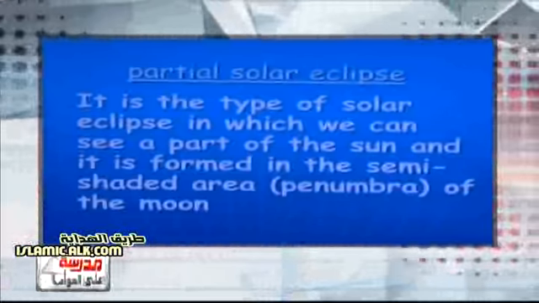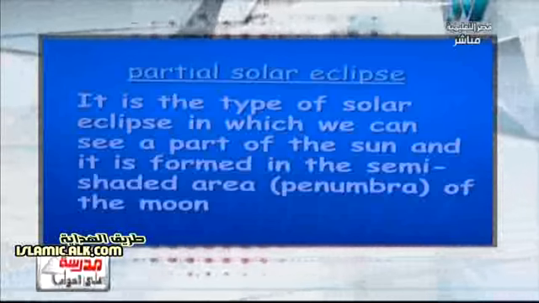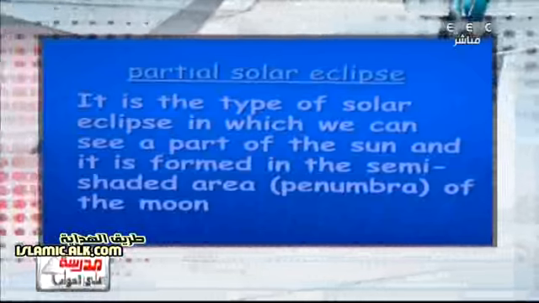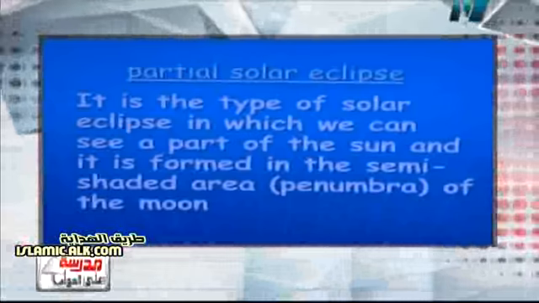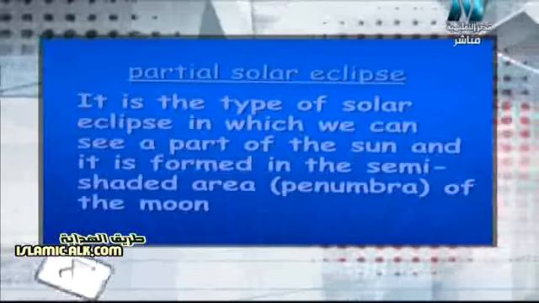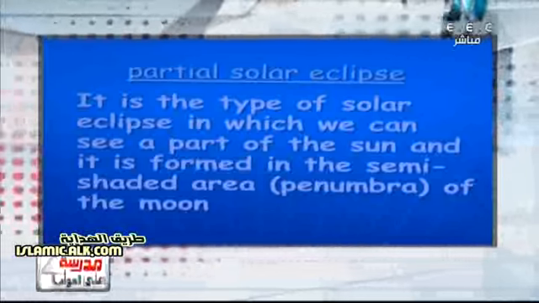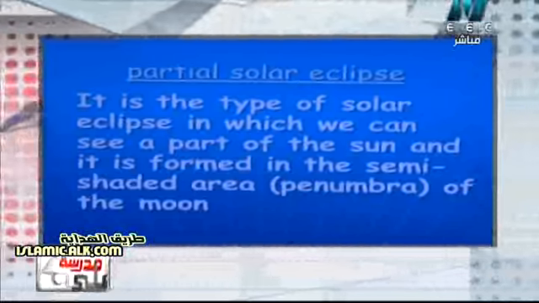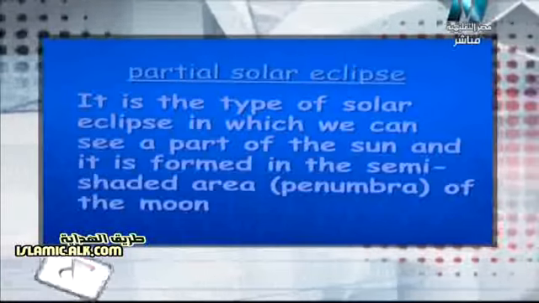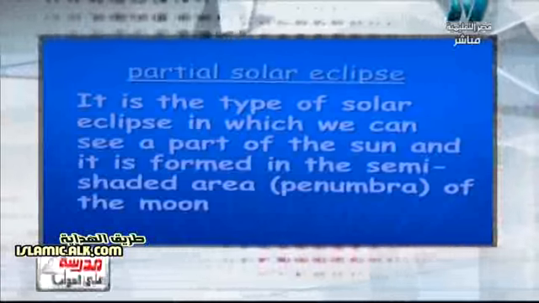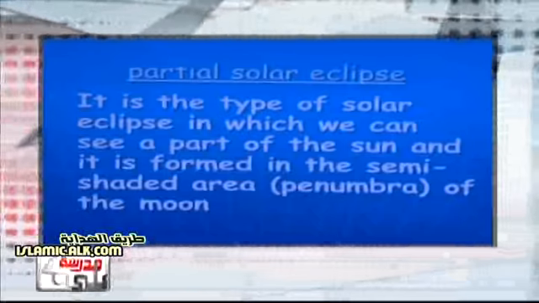and it's formed in the penumbra area of the moon. Okay, we can call it penumbra or semi shaded area. So it has two names, penumbra or semi shaded area, the same meaning. So again, the partial solar eclipse is a type of solar eclipse in which we can see a part of the sun, and it's formed in what? It's formed in the semi-shaded area or the penumbra area of the moon.